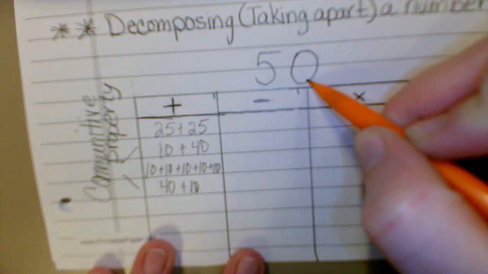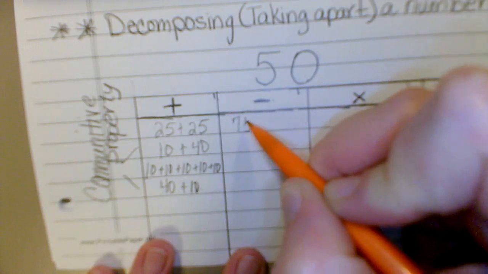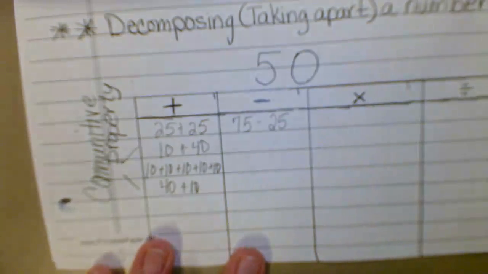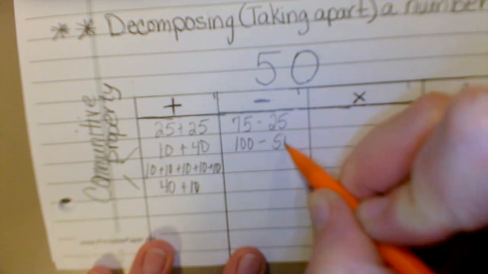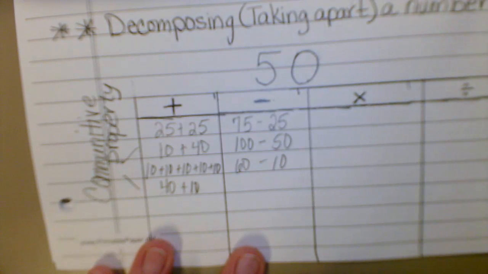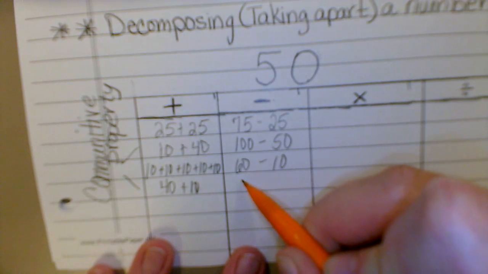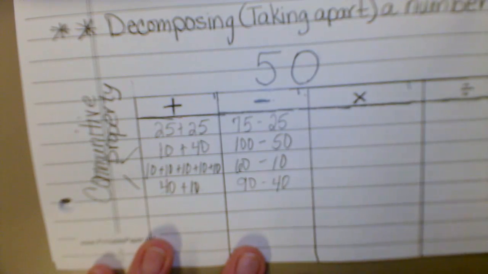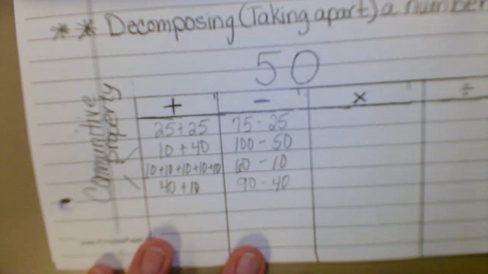I automatically, when I think 50, I think of 2 quarters. Okay, so if I'm thinking about money, 3 quarters, which is 75, minus a quarter would get me 50. Okay, I could get 50 by doing 100 minus 50. I could do 60 minus 10. Let's do one more. How about 90 minus 40? All of those are options to get me to 50. So these are all expressions because expressions do not have equal signs.